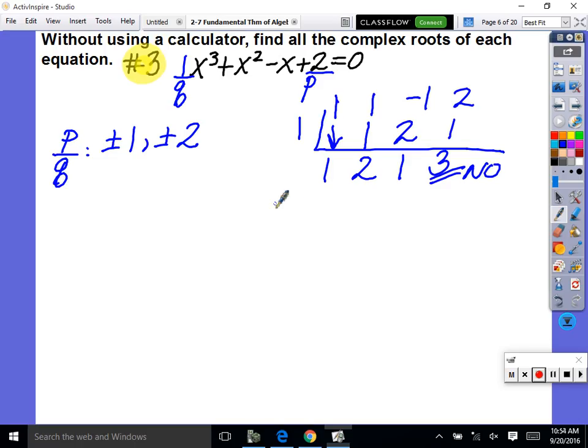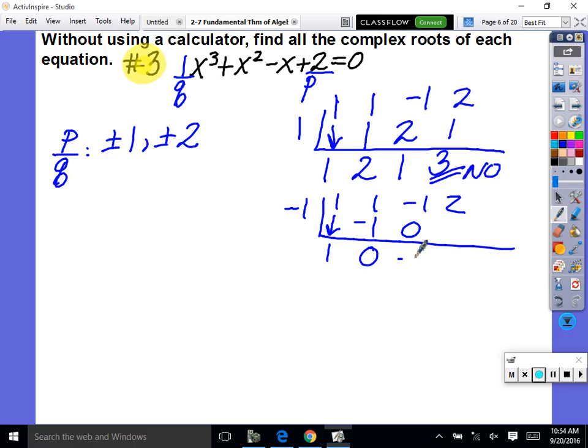Let's move on. -1. So 1, 1, -1, 2. Let's drop this down. 1 times -1 is -1. Add straight down is 0. 0 times -1, 0. Add straight down is -1. -1 times -1 is 1. Add straight down is 3. So we get a no, correct? Did I make an error somewhere?